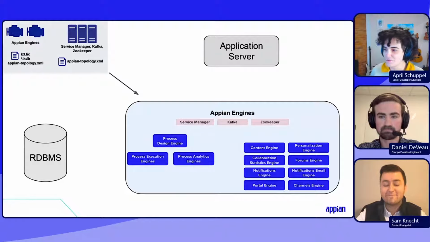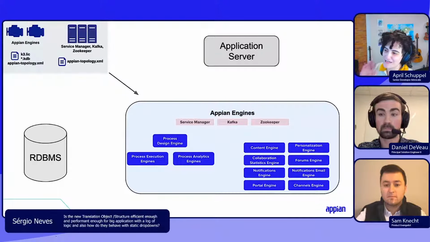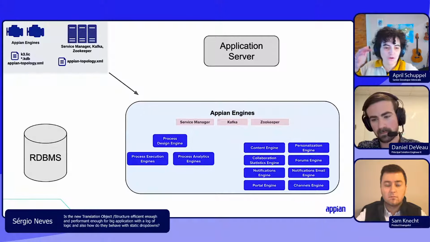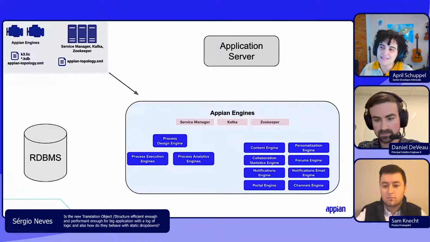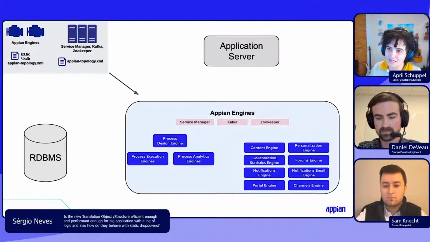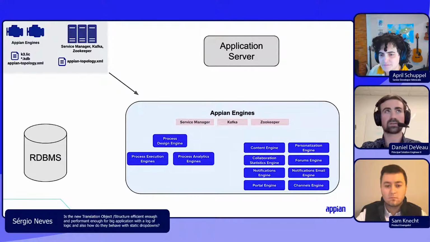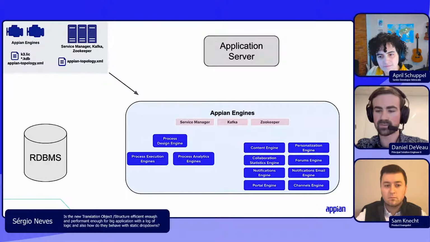Sounds good, Danny. We have one question, and maybe this is not a good place to ask it, but is the new translation object structure efficient enough and performant enough for big applications with a lot of logic, and how do they behave with static dropdown? I wonder where these new translation objects live and what engine handles them. Since it's the same as most other Appian objects, it should work in a relatively similar manner, right? Yeah, I'm not aware of anything unique from the architecture side in the back end.